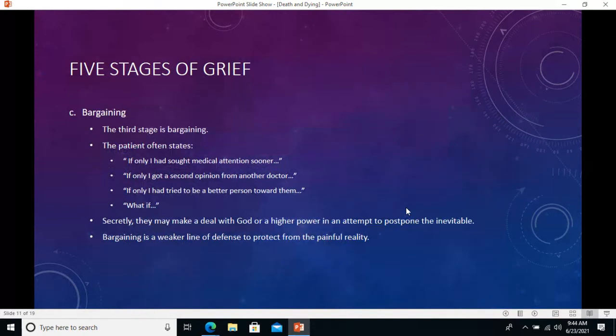Next one is bargaining. The patient often states, if only I had sought medical attention sooner. If only I got a second opinion from another doctor. If only I had tried to be a better person toward them. What if? Secretly, they may make a deal with God or a higher power in an attempt to postpone the inevitable. Bargaining is a weaker line of defense to protect from the painful reality.